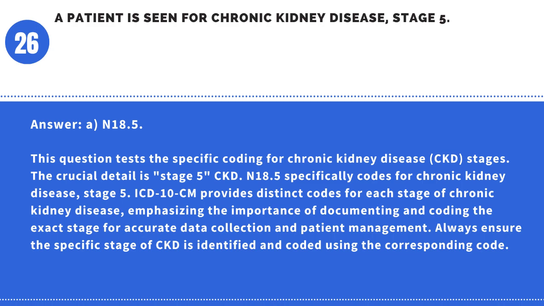The crucial detail is stage 5 CKD. N18.5 specifically codes for chronic kidney disease, stage 5. ICD-10-CM provides distinct codes for each stage of chronic kidney disease, emphasizing the importance of documenting and coding the exact stage for accurate data collection and patient management. Always ensure the specific stage of CKD is identified and coded using the corresponding code.